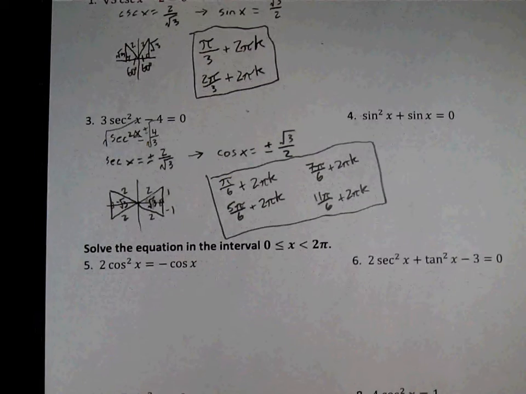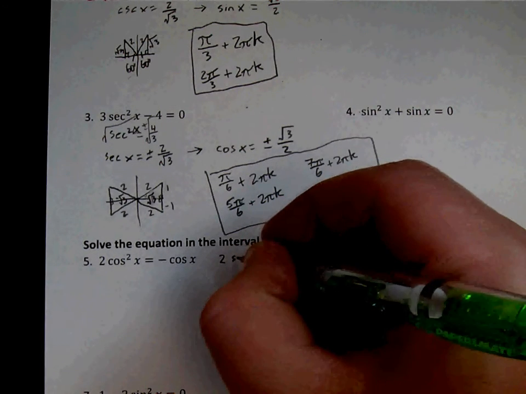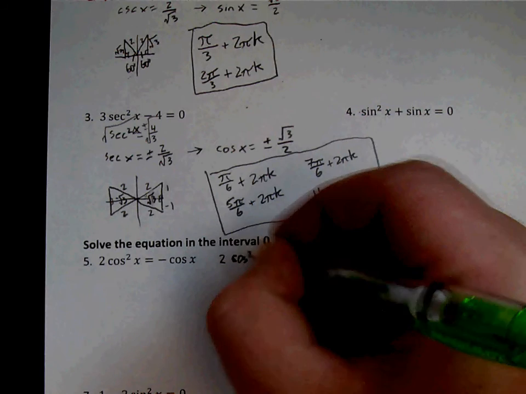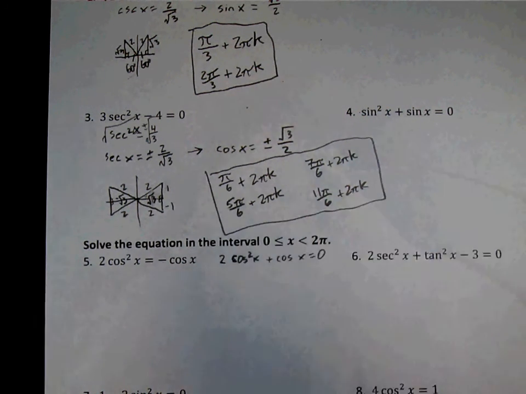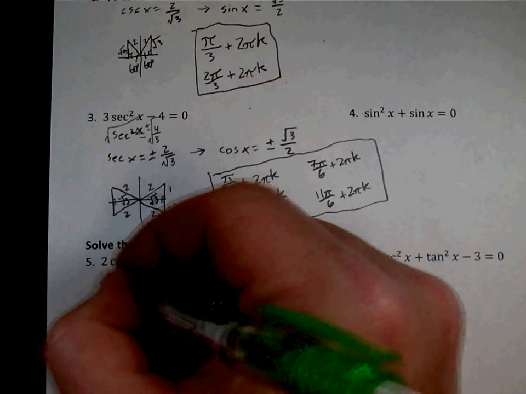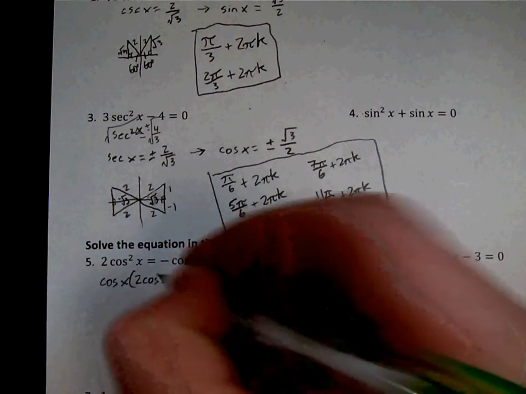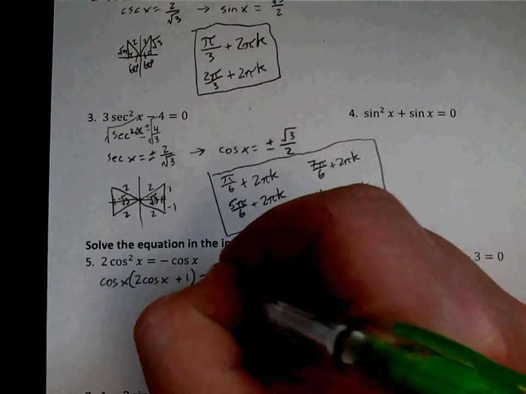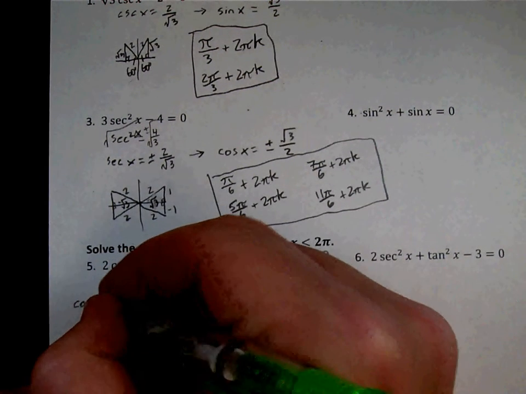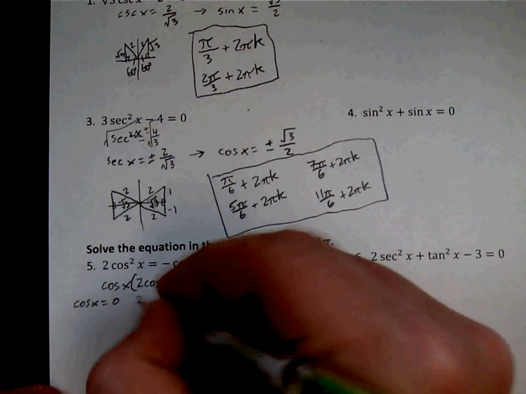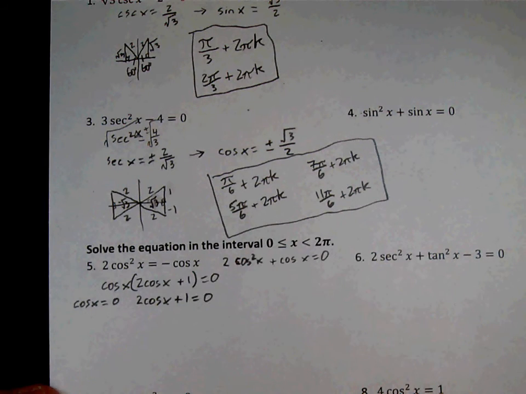Number 5, I'm going to add my cosine of x over. So to read, 2 cosine squared of x plus cosine of x equals 0. I'm going to factor out cosine from both terms. Cosine of x times 2 cosine of x plus 1 equals 0. Now set each factor equal to 0. So we'll set cosine of x equal to 0. We'll set 2 cosine of x plus 1 equal to 0. The first one's already solved.